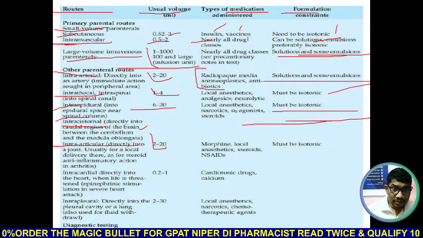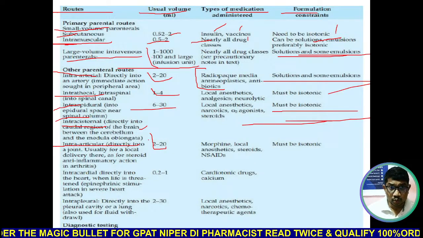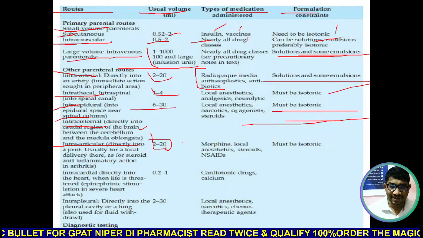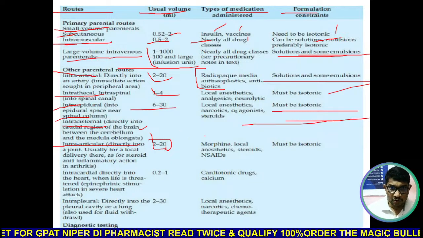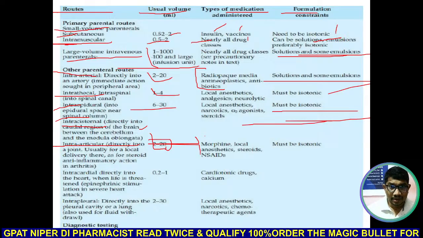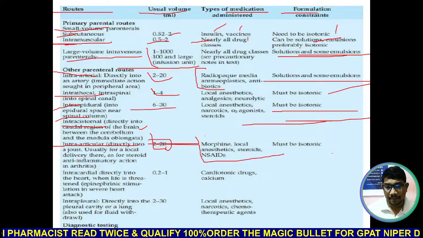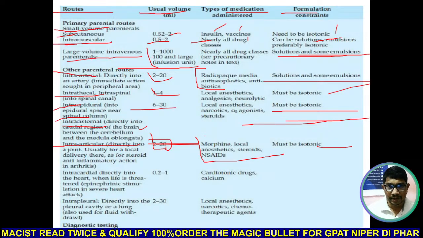देखो, इंट्रा आर्टिकुलर इंजेक्शन directly into the joints. So 2 to 20 ml drug can be injected into the joint. So in case of arthritis and gout, so morphine, local anesthetic drug, NSAIDs, steroids, they can be injected into a joint. Must be isotonic again.